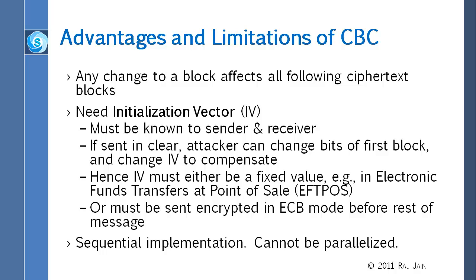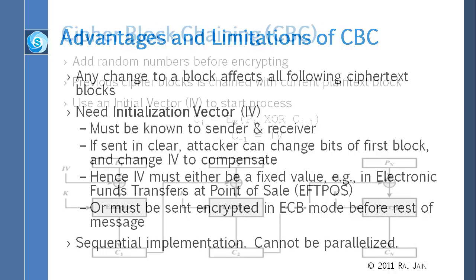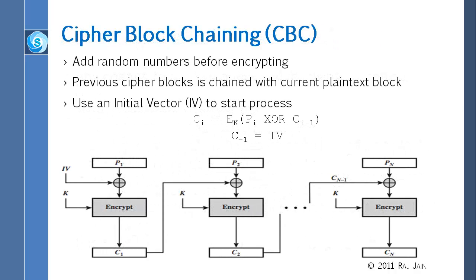So anyway, the thing about the IV is that it has to be known to the receiver. If sent in clear, the attacker can change the bits of the first block and change the IV to compensate. So that is an attack right here. If you change one bit here, then you can change the message, or change the message and change the IV, and the result will come out the same, right? And you don't have to worry about what the key is and all that.